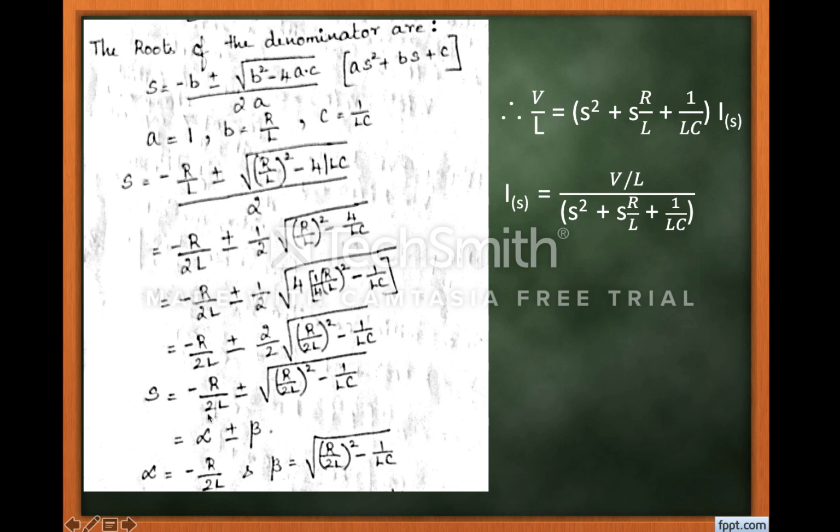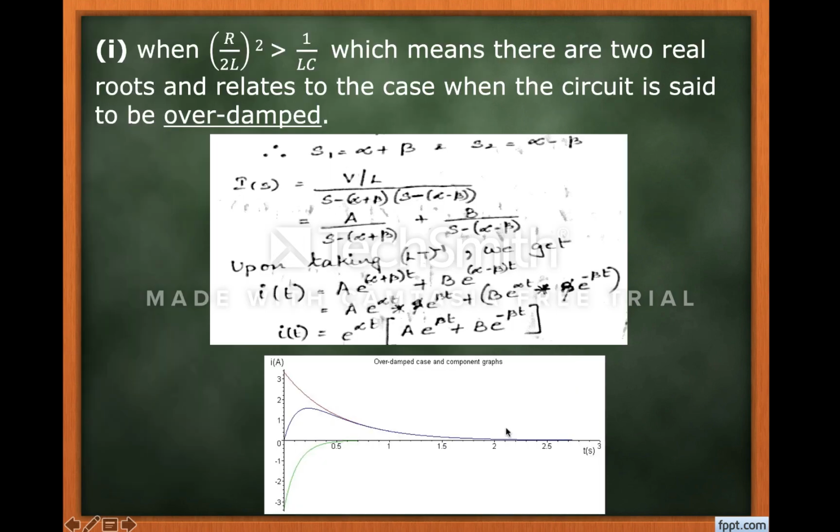So I'll categorize these terms as one alpha and the other one as beta. Alpha is the real term, and beta is nothing but the value under the root. So you'll have two terms for s, alpha ± beta. Now we have to take three conditions depending upon R, L and C. Whatever the problem may be, the value of R/2L and the value of 1/LC plays a very important role, that is the values under the root. So in accordance with that, we'll have three cases.